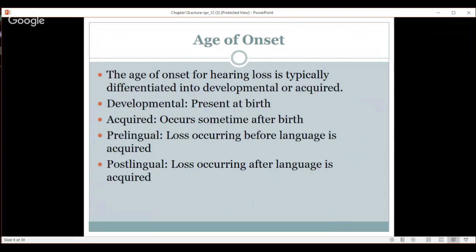Looking at the age of onset for hearing loss, it is typically differentiated into developmental or acquired categories. Developmental is present at birth. Acquired is going to occur sometime after birth.